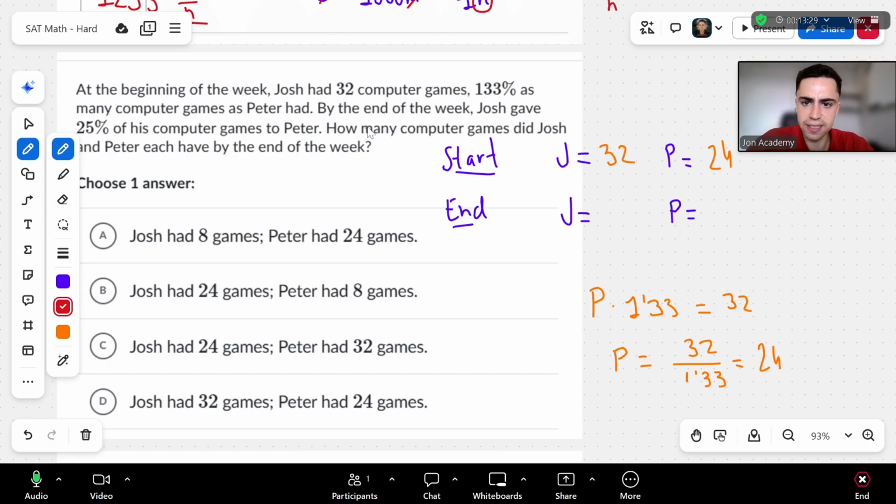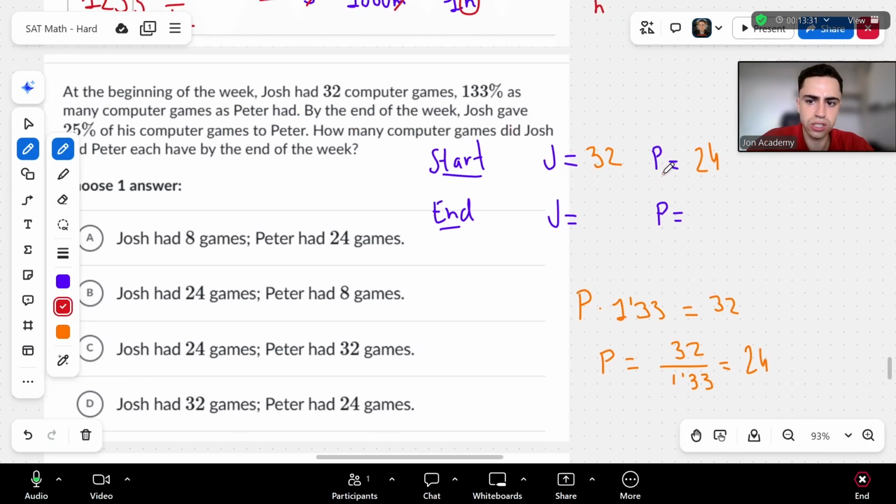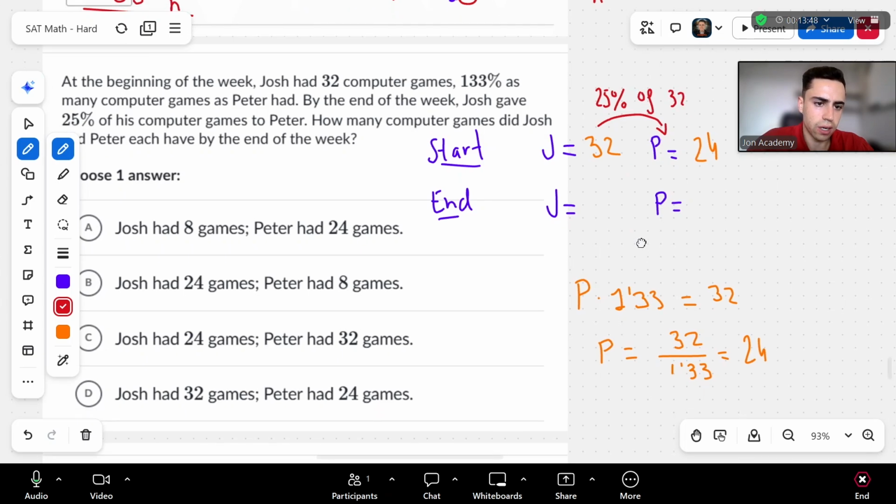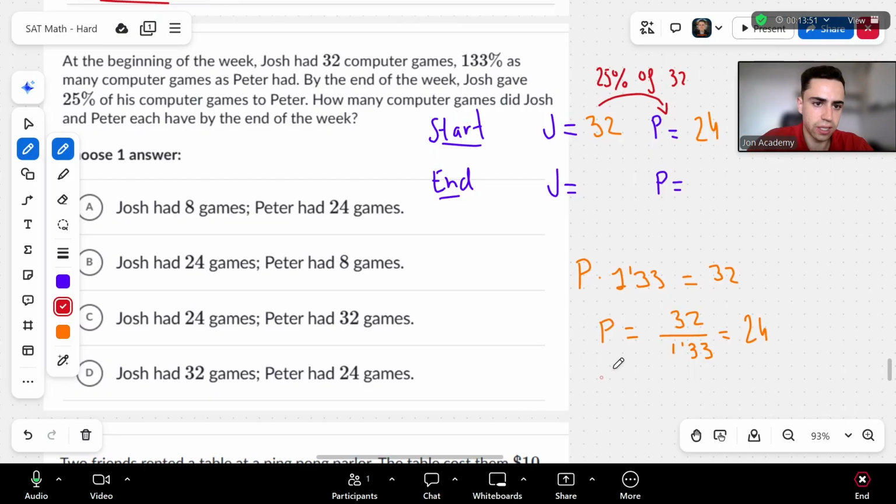And then what happens? At the end of the week, Josh gave 25% of his computer games to Peter. So 25% of 32. And how do we calculate that? It's gonna be doing 32 times 0.25, which equals 8. So 8 are going from Josh to Peter. Therefore, 32 minus 8 is gonna be 24.